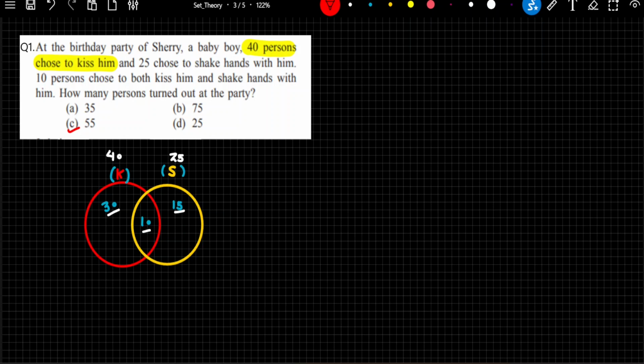Now, since this question is based on two variables, it can be handled with the help of a mathematical formula as well. The formula is n(A union B) is n(A) plus n(B), and then you remove the intersection region once. The number of persons who decided to kiss him is 40. The number of persons who decided to shake hands is 25, and there are 10 persons who decided to do both things. If you work it out again, you get the same answer, 55.